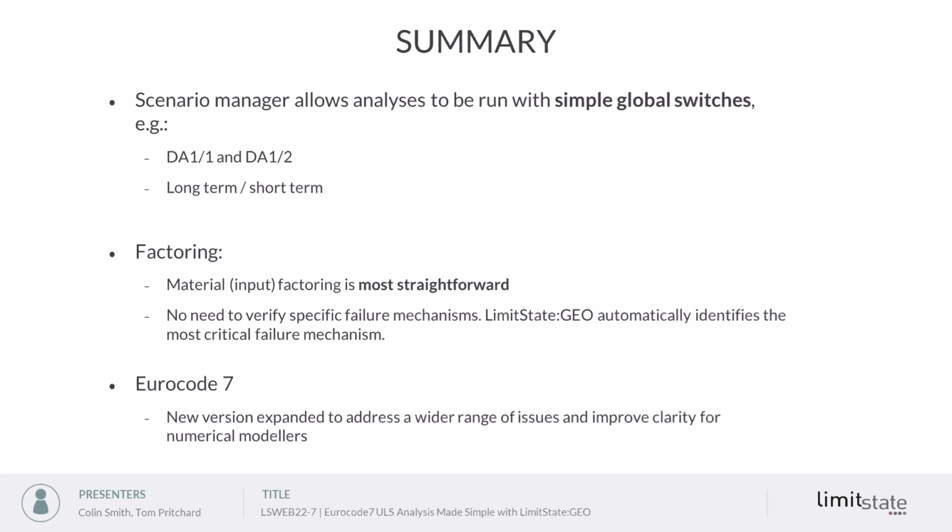In terms of factoring, material factoring, which is an input factoring approach, is the most straightforward. There's no need to verify specific failure mechanisms. The software will automatically identify the most critical failure mechanism. And a very brief summary of Eurocode 7 is that it has been expanded to address a wider range of issues and improve clarity for numerical modelers.